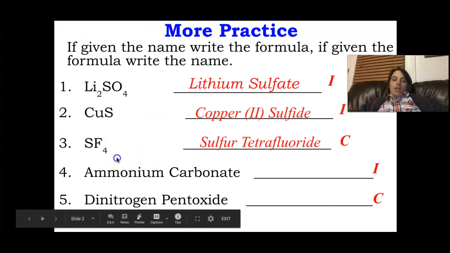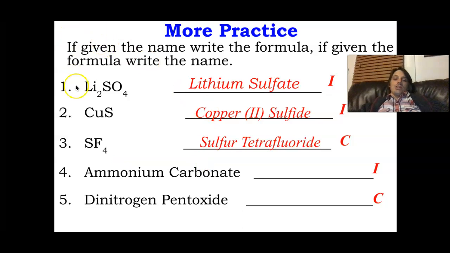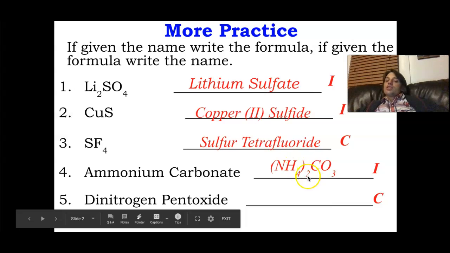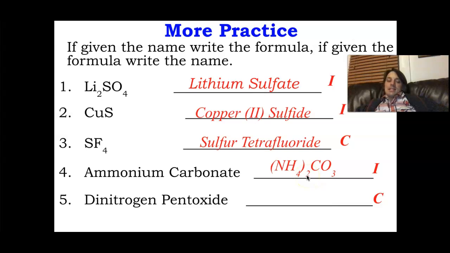All right, number 4, ammonium carbonate. So ammonium, I look up the charge. It's ionic, so I'm going to be crisscrossing here. Ammonium is +1, carbonate is -2. I find those charges on the back of my periodic table. I crisscross and end up with (NH4)2CO3. Remembering, because I've added a subscript to a polyatomic ion, I put that polyatomic ion in parentheses.